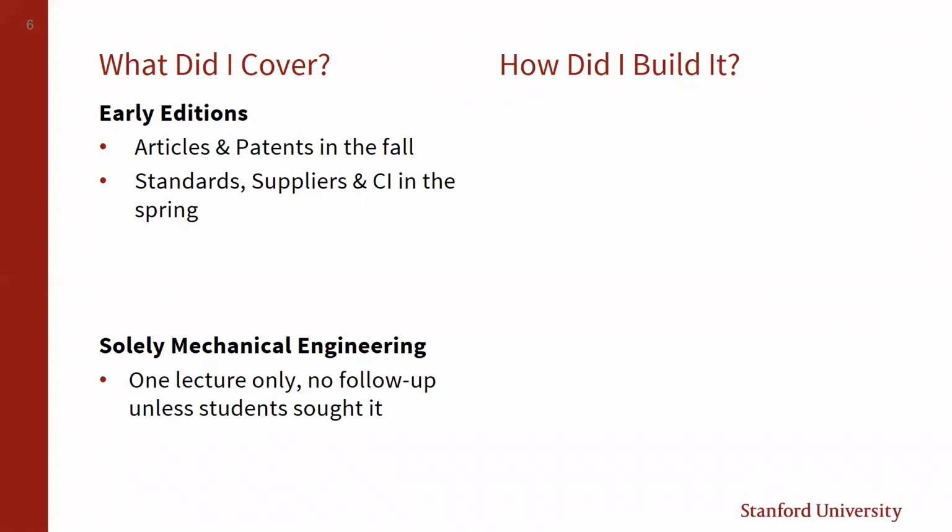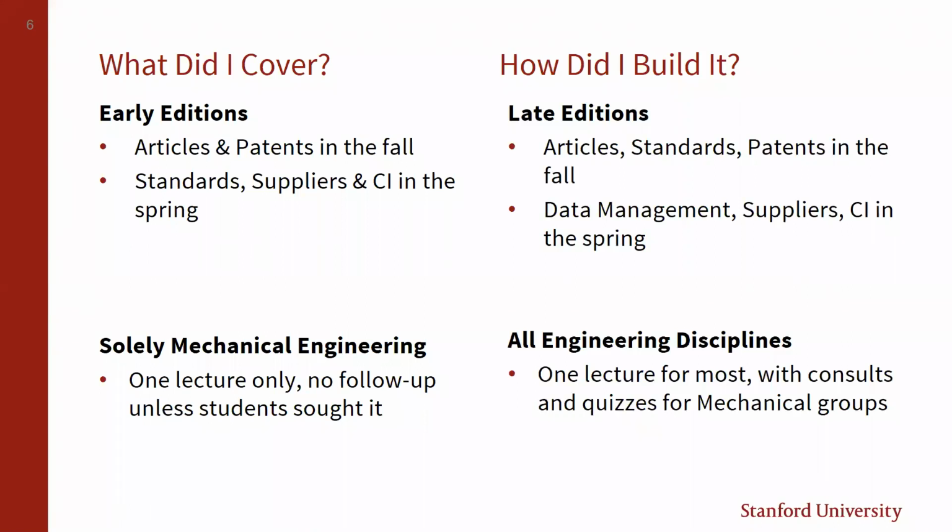And initially, I just had one lecture in the fall and one lecture in the spring. And that was it. That's all I got with them. And in the fall, I covered article literature and patent literature. And in the spring, I covered 3 items. I covered standards, I covered vendors and suppliers, and I covered competitive intelligence. And later on, I would expand upon this.